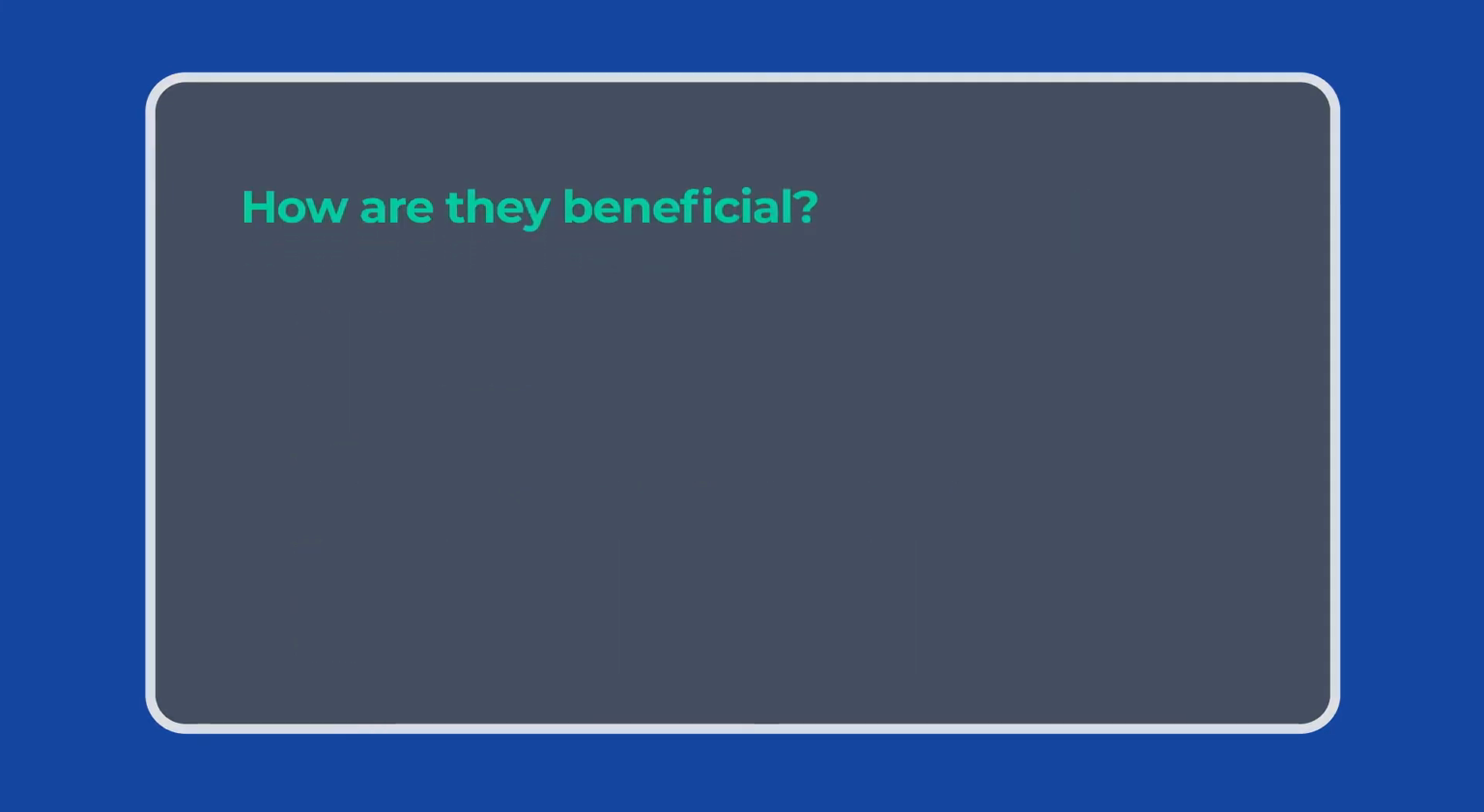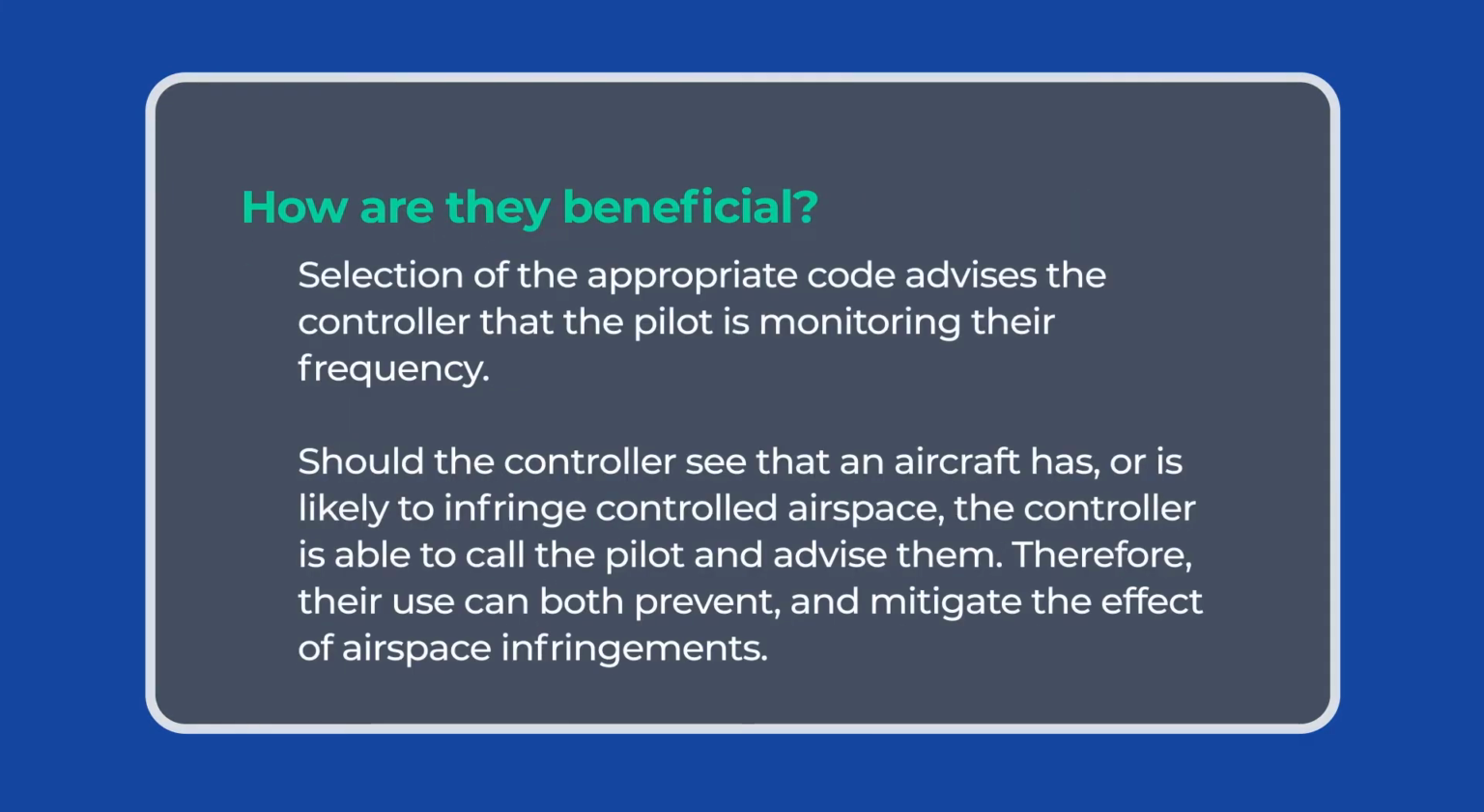When the controller sees an aircraft is squawking the appropriate code, it lets them understand that the pilot is monitoring their frequency. Should the controller see that the aircraft has, or is likely to infringe controlled airspace, the controller is able to call the pilot and advise them. Therefore, the use of frequency monitoring codes can both prevent and mitigate the effect of airspace infringements.